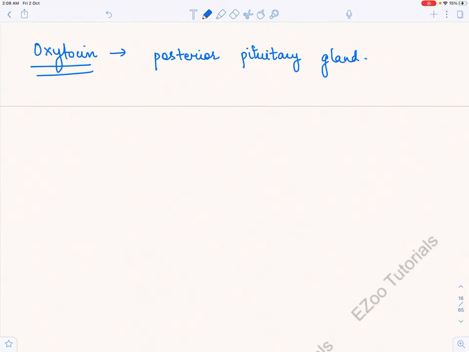So posterior कहाँ से secrete हुआ? Posterior pituitary gland से. ये करता क्या है? ये बड़े इंपॉर्टेंट काम करता है. First of all, during delivery जब सर्विक्स का कॉन्ट्रैक्शन स्टार्ट होता है तो this oxytocin is released. Birthing hormone भी कहते हैं इसे. Milk ejection and male ejaculation. It helps in these three majorly things, right? Delivery, milk ejection and ejaculation.